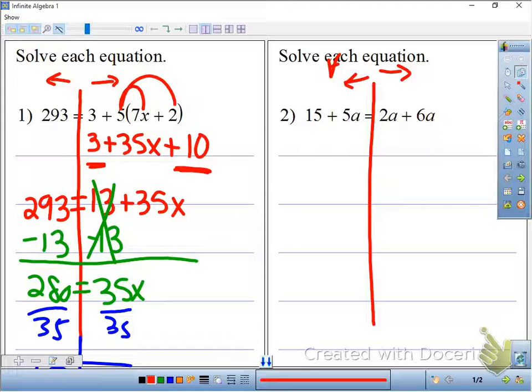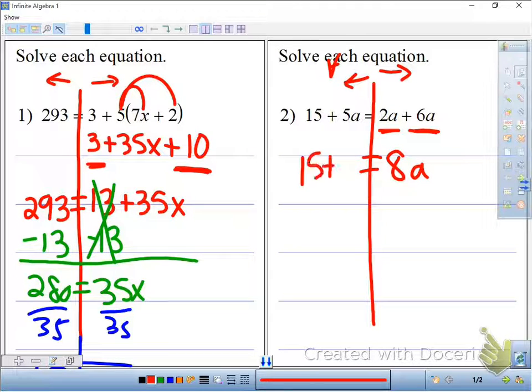Need to simplify. There's nothing to distribute, but these are like terms. They both have an a on them. So 2a plus 6a is 8a. Now, there's various ways to then go ahead and get this answer. Personally, what I like to do is stay consistent. In this particular scenario, I like to make sure I get my a's on one side, my non-a's on the other. Now, what I notice is that I already just have a's on the right-hand side. So I'm going to move my 5a to the right.